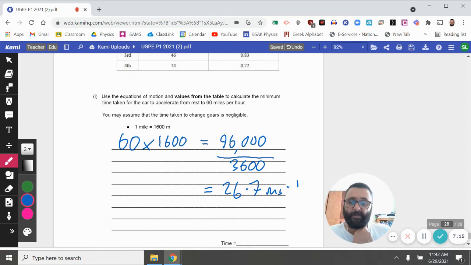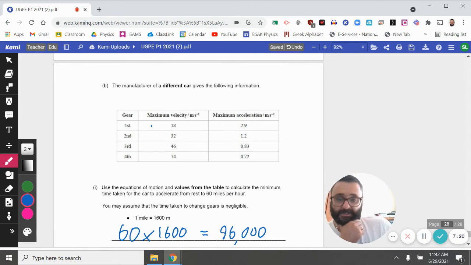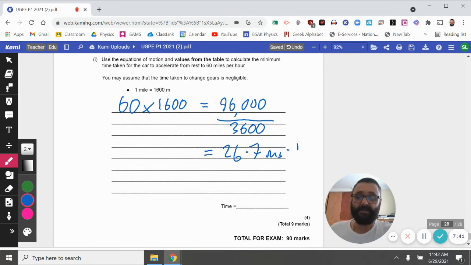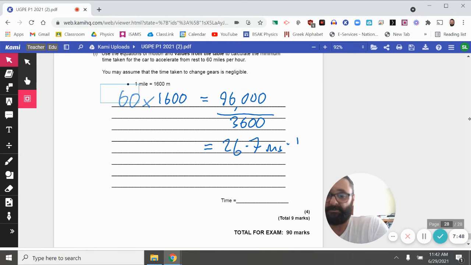Right, what gear will we be in when we reach that speed? Okay, it's not first gear, because we need to change to second gear. Now, second gear, we can go all the way up to 32. So we're going to go through first gear. We're then going to change to second gear. Okay, to reach that speed, to reach 60 miles per hour, we go through first, and we go into second, and then we reach our maximum speed. Okay, right. So we need to do two different calculations. Okay, two different calculations. So I need the space here.